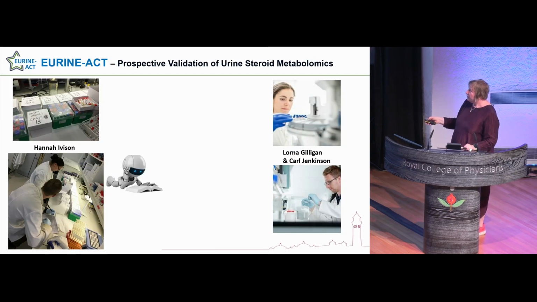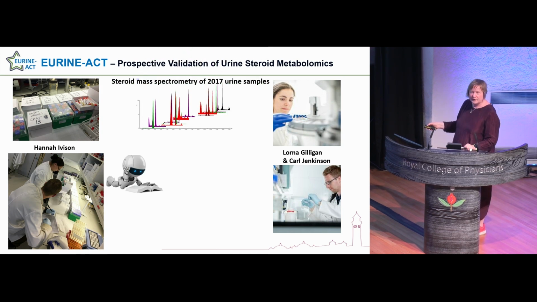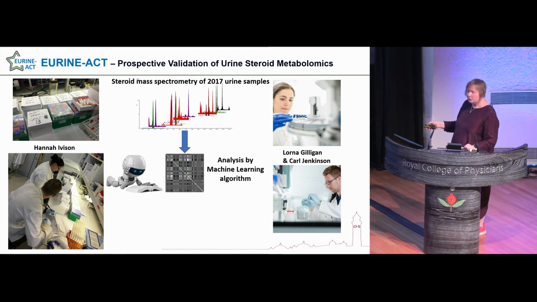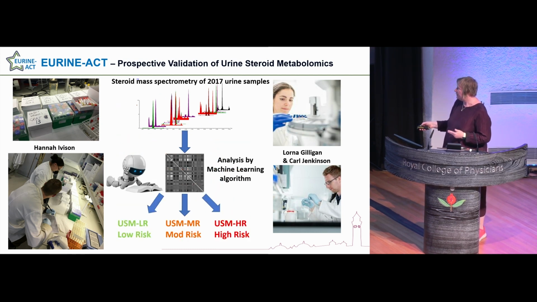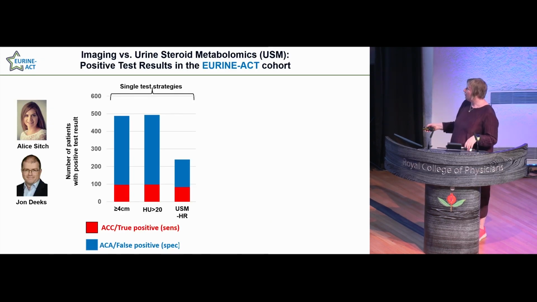So we then went on to the urine analysis, which was obviously a group effort to undertake steroid mass spectrometry, even if it's high throughput, in more than 2,000 urine samples in one go. This was then analyzed with a machine learning algorithm, and then the scores were allocated low, moderate, or high risk according to a modified Delphi consensus with 21 clinicians. And we counted high risk as indicative of adrenocortical carcinoma, so a patient that could go immediately to surgery.